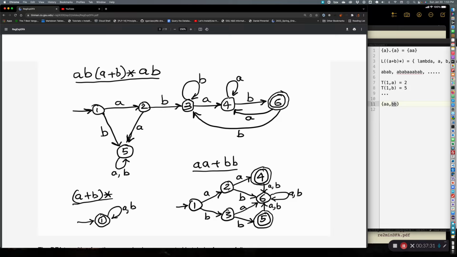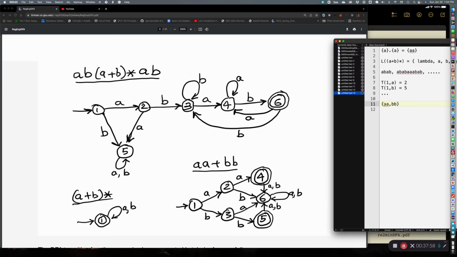Then we decide what happens when you see another A or a B in state 2, and similarly for state 3. In state 2, if we see another A, that means we have seen two A's in a row: A from 1 to 2, and then another A from 2 to 4. That's why we go to state 4, which we designate as a final state, because AA is a word which we must accept. Similarly, on BB, it reaches state 5, and 5 also is an accepting or final state.